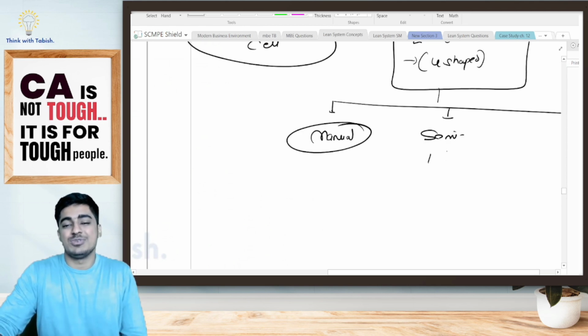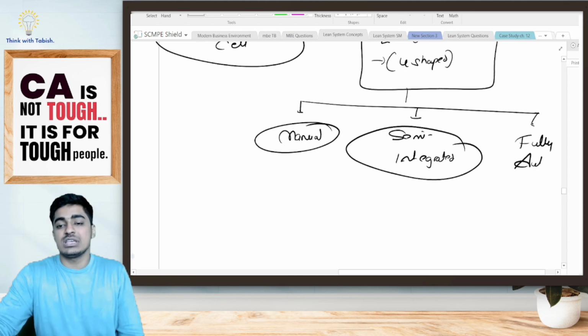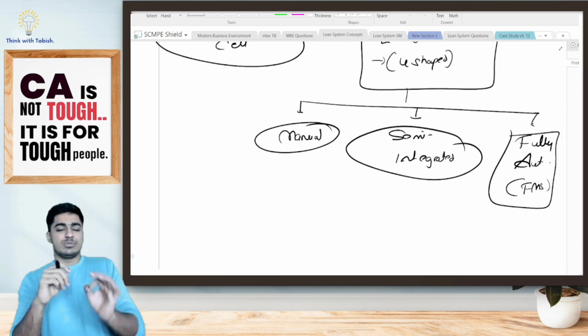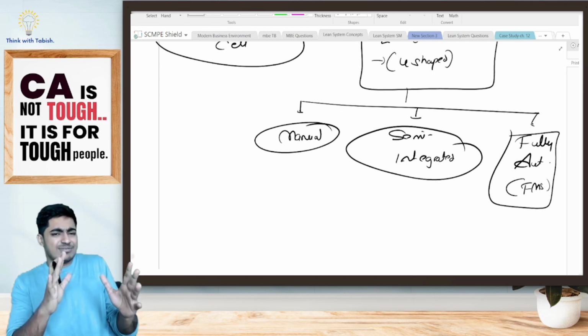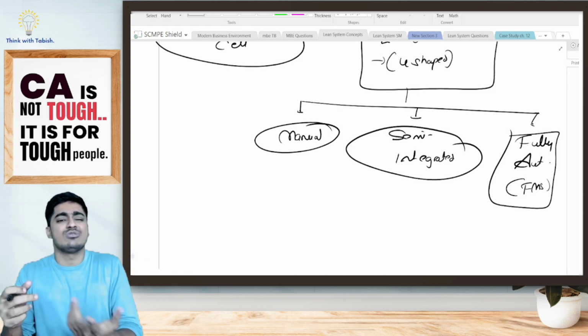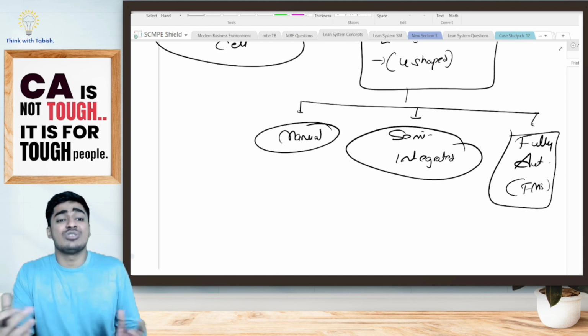Semi-integrated or semi-automatic, or it could be fully automatic. Yes, fully automatic is also called our flexible manufacturing system. As simple as that. Is it clear, students? So whatever terminologies ICAI has used, the same I have told. But even if you change your words one or two, instead of semi-integrated you use semi-automatic, it should also be fine. Instead of writing fully flexible, if you write fully automatic, it should not be much of an issue.